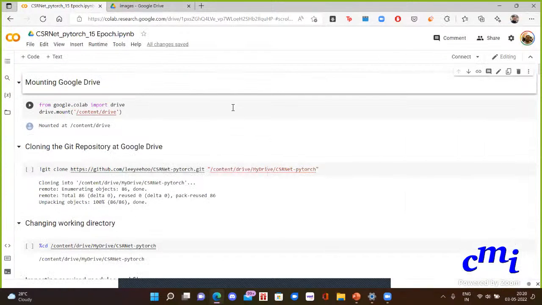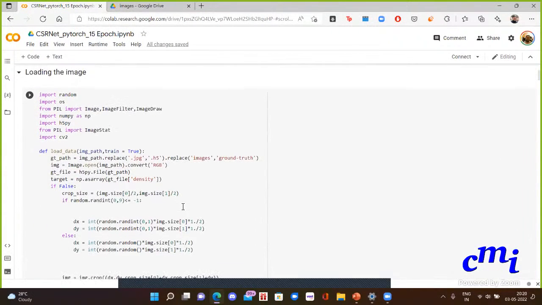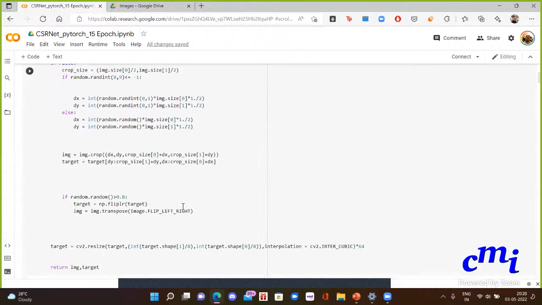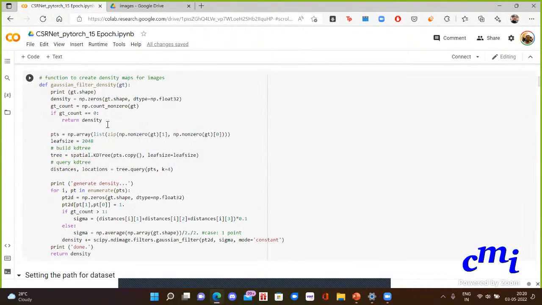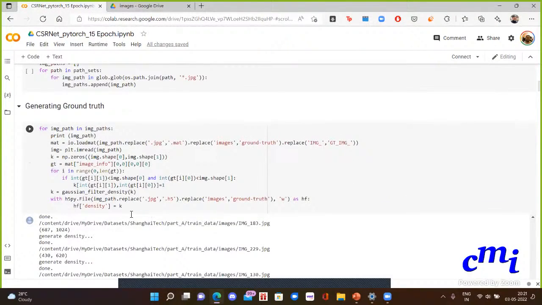Okay, cool. For implementing this part, we have used PyTorch to train our model. These are some important modules that we have imported, and this is loading the images from the repo. This is the Gaussian filter density that we have used to generate the ground truth for each of the images. And this is the way we have fetched all the image paths from the repo. Sorry, a question: when you generate the ground truth, at what points do you generate the Gaussian?